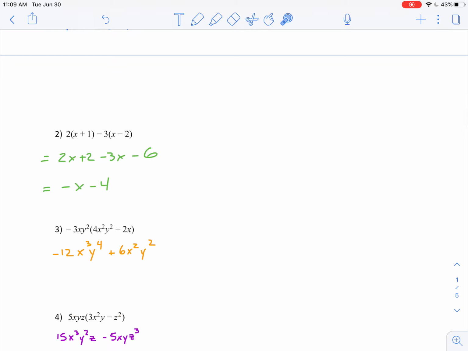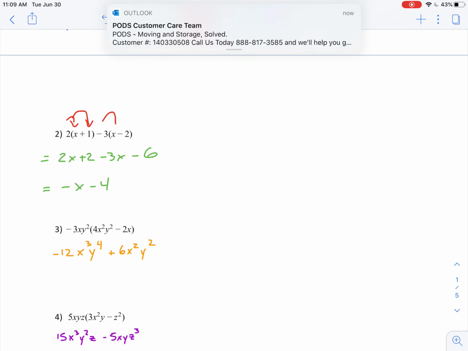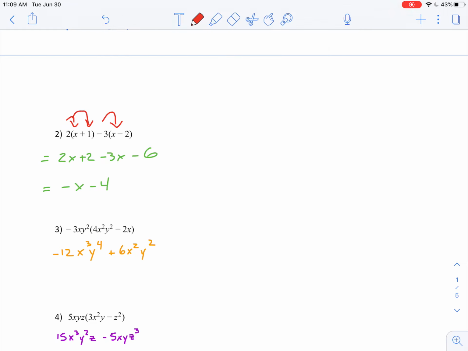I need to distribute 2 into x plus 1, and I also need to distribute negative 3 into x minus 2. So 2 times x, 2 times 1 gives me 2x plus 2. Negative 3 times x, negative 3 times negative 2 is negative 6. So we can see how that negative needs to be distributed as well, and it affects the multiplication that's happening. Once I've expanded or distributed it, I'm going to go ahead and collect my like terms. I have 2x minus 3x, I'm left with negative x. 2 minus 6 gives me negative 4.